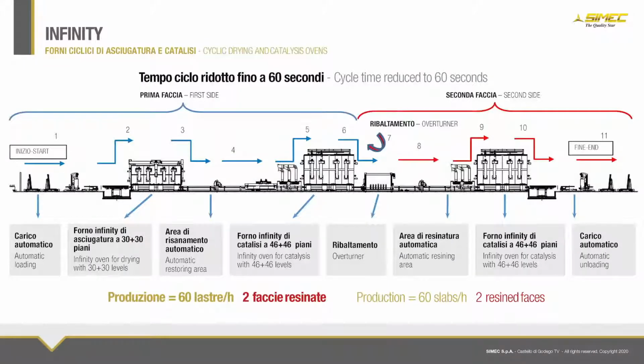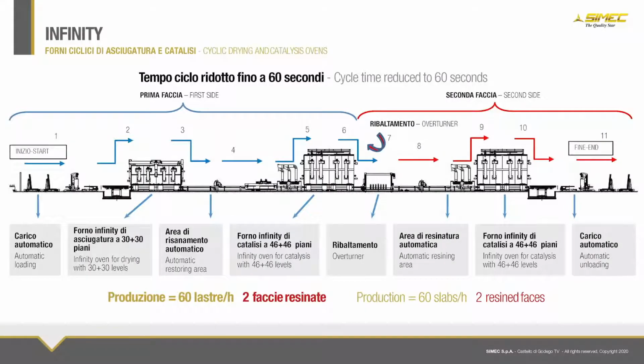And now, in this final layout, you can see the maximum production available with the Infinity ovens, 60 slabs per hour with 2 resined phases. In fact, we can extend the plant seen in the previous slides by adding a third tower for the catalysis of the second phase of the slabs.